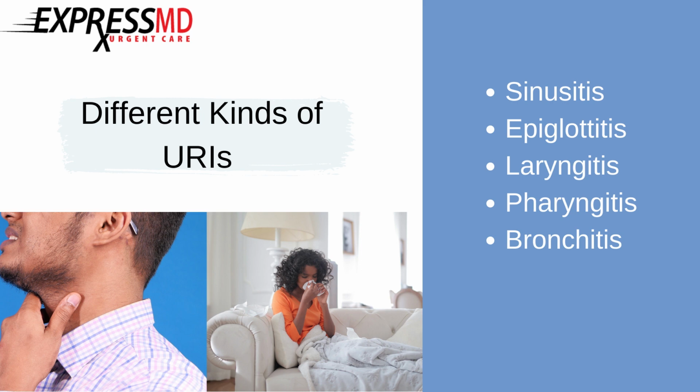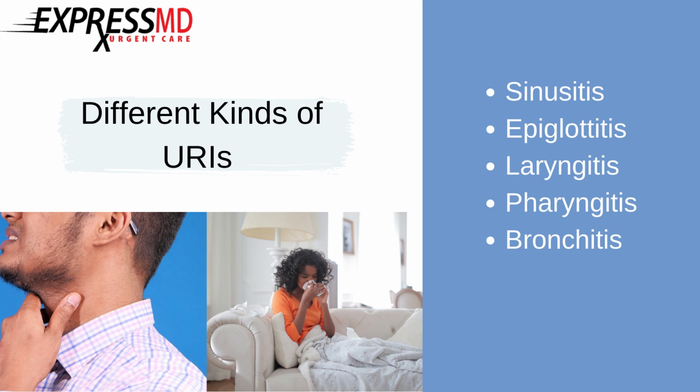Pharyngitis is another common type of URI, and pharyngitis is inflammation of the throat and pharynx, which typically results in a sore throat that's also red. And finally, bronchitis. Bronchitis is inflammation of the bronchial tubes. The right and left bronchial tubes branch off from the trachea before going into the right and left lungs. Bronchitis typically results in coughing and wheezing.